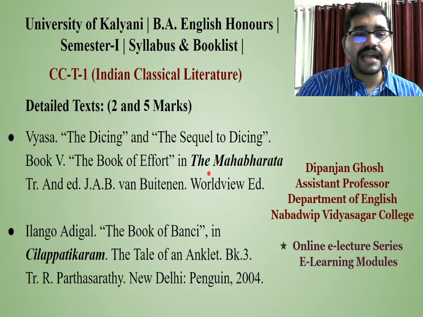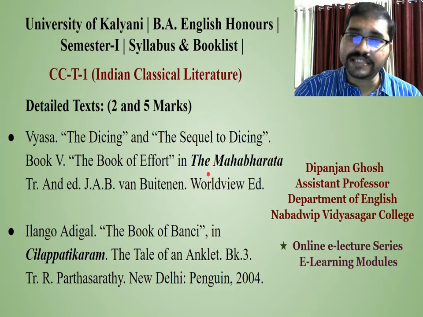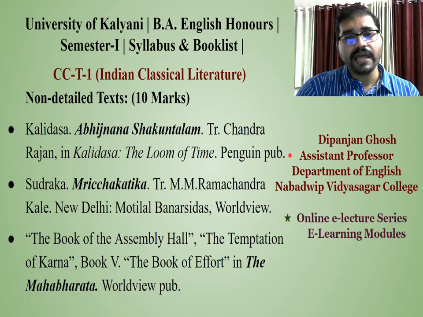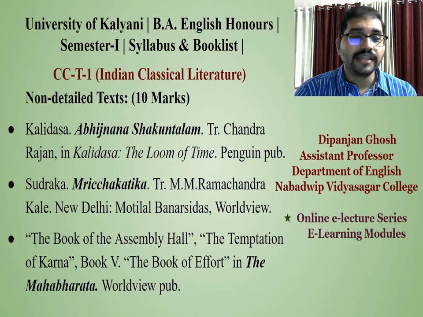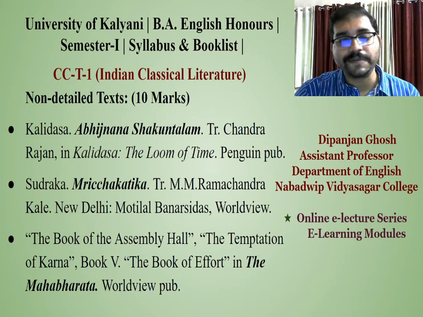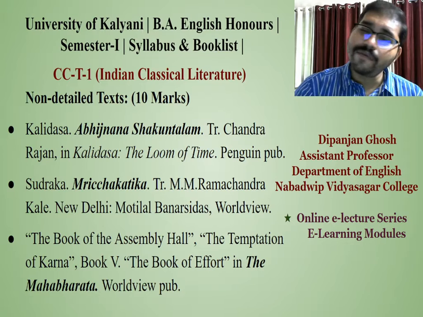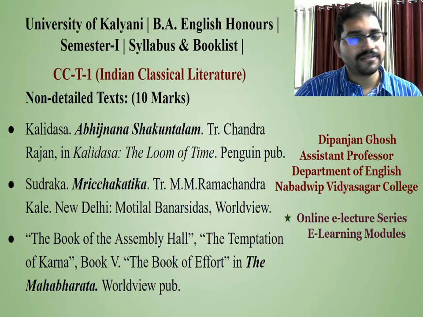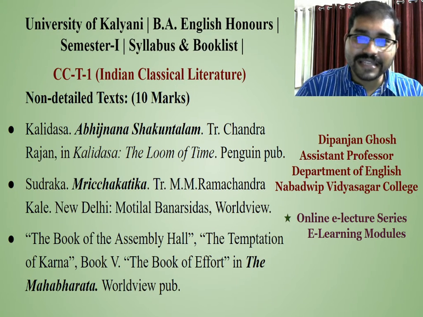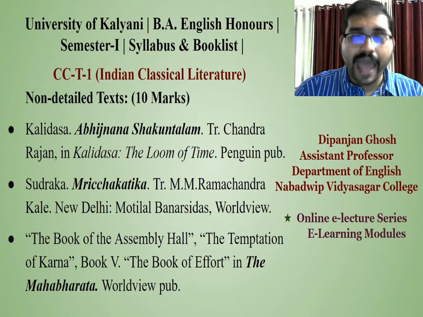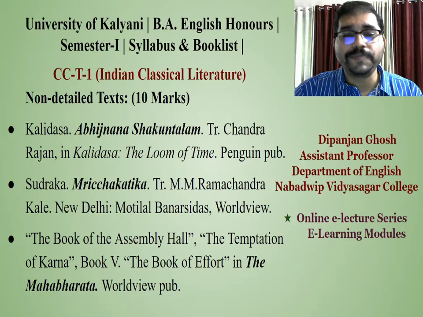So these are the detailed texts that fall under the group of CC-1, the Indian classical literature. Now let us think about the Indian classical literature non-detailed texts. What are the non-detailed texts? The first one, probably you have heard of this name, is Kalidasa's Abhijnana Sakuntalam. As I mentioned, this text was in Sanskrit, so we cannot read Sanskrit in this form, and now we have to read the translated version.